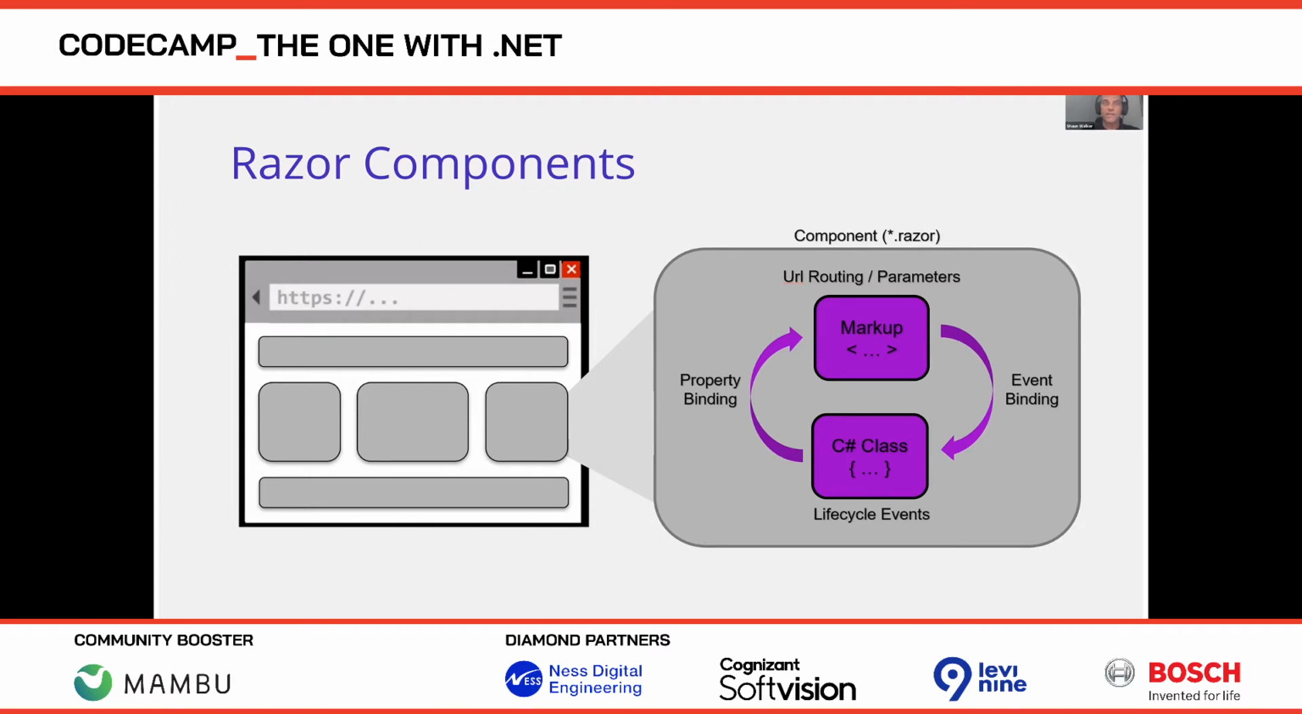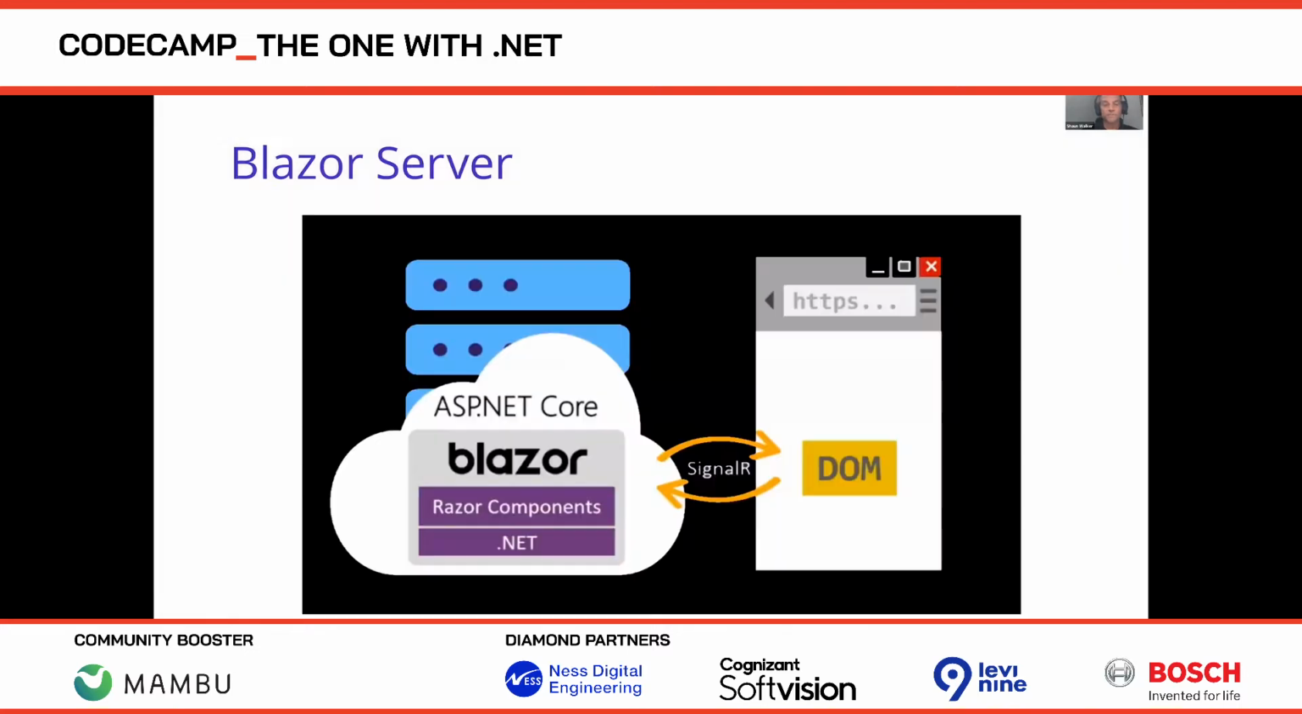I believe the component model is actually pretty common in most front-end frameworks nowadays. If you look at frameworks like Angular and React, of course, they have their own component model as well. And they possess all of these basic capabilities that Razor components provide you as well.